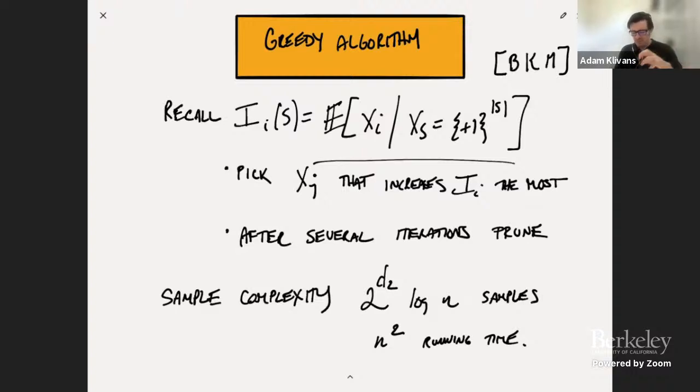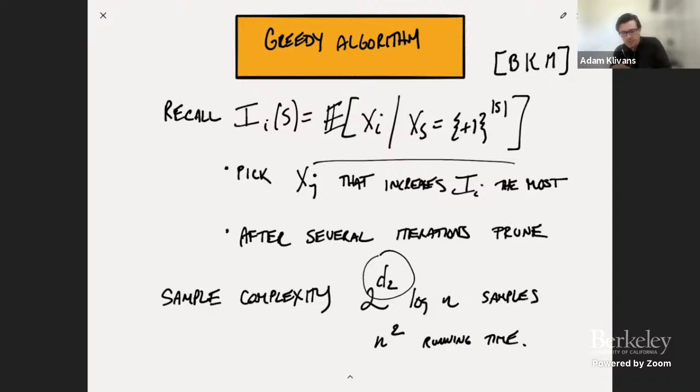I'm simplifying things, but they basically get sample complexity 2 to the d2 log n and n squared running time, where d2 is the degree in the two-hop neighborhood when viewed as an MRF. But you can think of it as just 2 to the degree times log n samples and n squared running time.